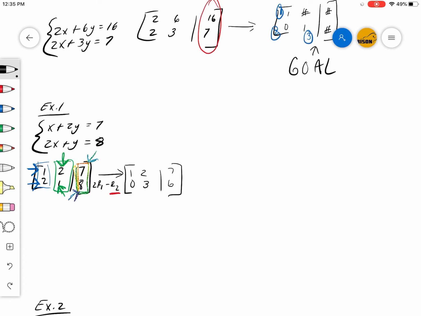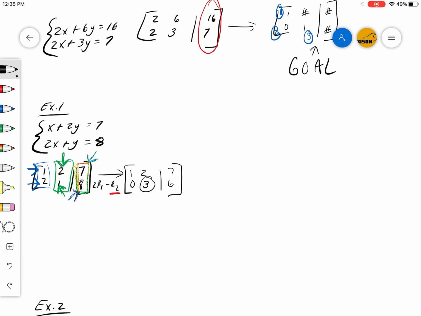Congratulations, you've done your first row operation, and you accomplished part of your goal. You got the 1 in the top left, it was given to you. Then you got the 0 underneath it. So now the only thing left to do is to get the 1 in this spot right here. So let's think of some kind of row operation that you could do for that.